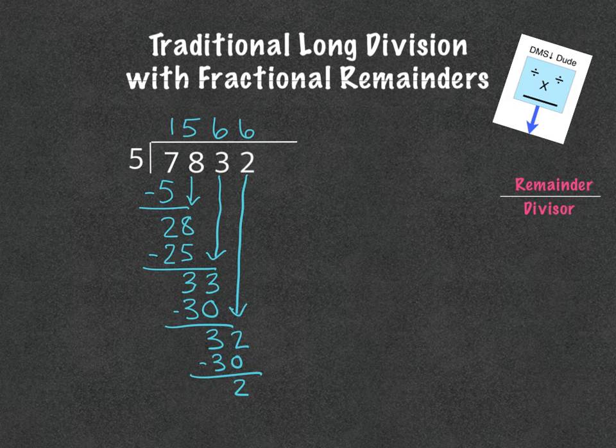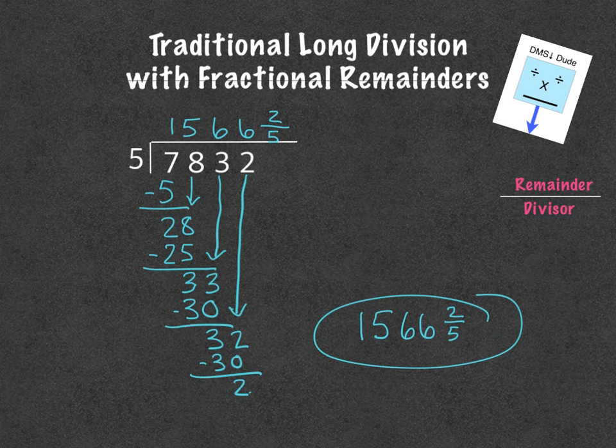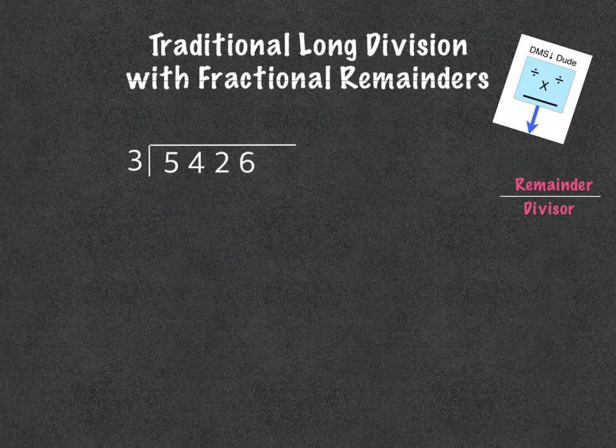There's nothing left to bring down, and we're representing this as a fraction, so we're ready to do our remainder. So there's my fraction bar, and then my divisor is my denominator, so my 5 will go on the bottom, and my remainder, which is 2, will go as my numerator. So my final answer to this is 1,566 2/5. Okay?